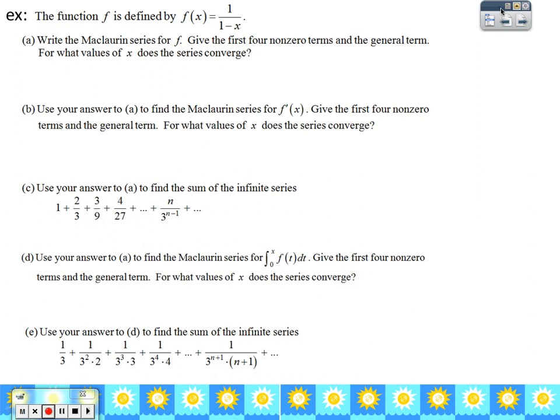All right, the first one. We have a function defined by f of x equals 1 over 1 minus x. When we develop a series for this, the function is considered the sum of the series. I'm going to probably say that 20 times because that really is not sinking in for some of us. This is the sum of the series that I'm going to create. So we want to write a Maclaurin series for that function and give the first 4 non-zero terms and the general term, and then find the convergence.